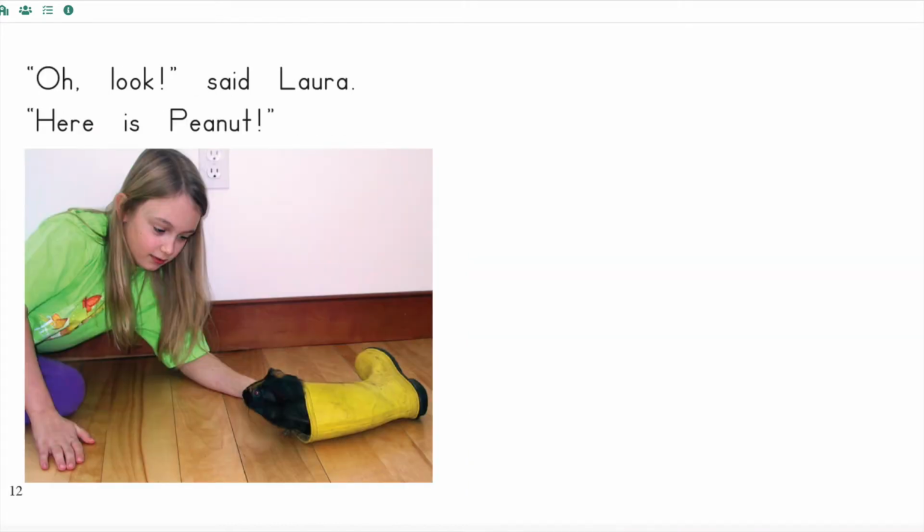Oh, look, Laura found Peanut. Where's Peanut? Yes, Peanut is in Laura's boot.